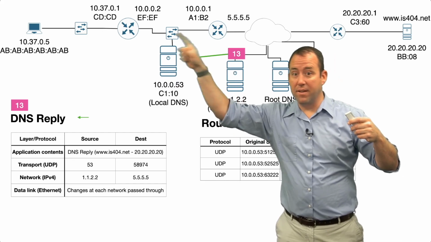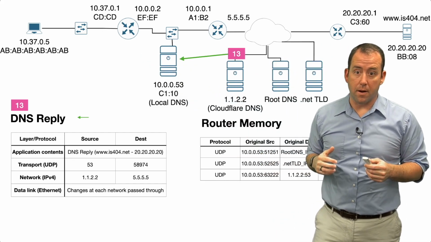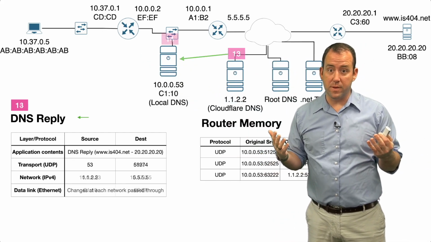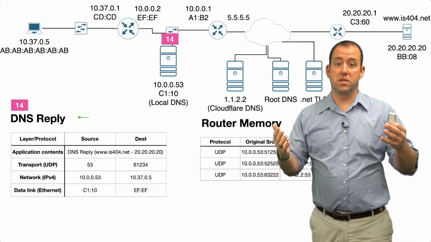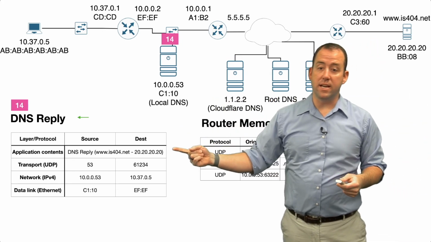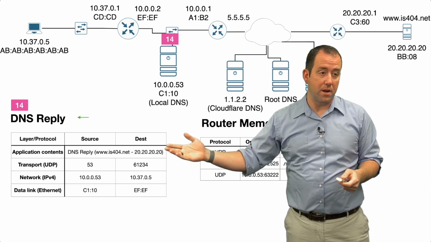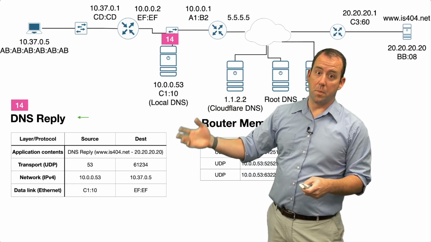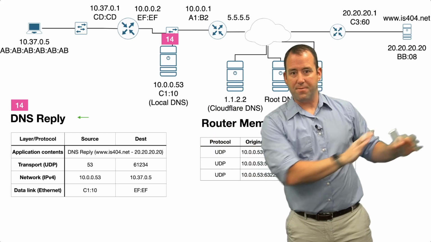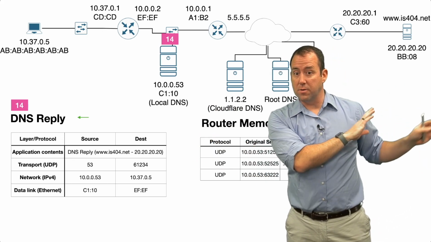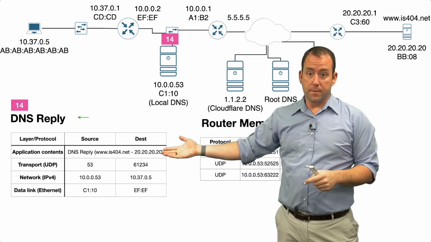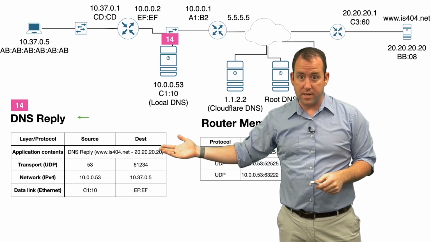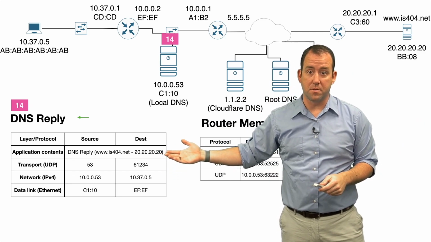But now we need to get that information over to our computer. So that DNS server, the next message being sent is going to be message number 14. Finally, a DNS reply that says www.is404.net is 20.20.20.20. The reply to our original request after sending a whole bunch of other requests out to the network is, here is the IP address that you are looking for, 20.20.20.20.